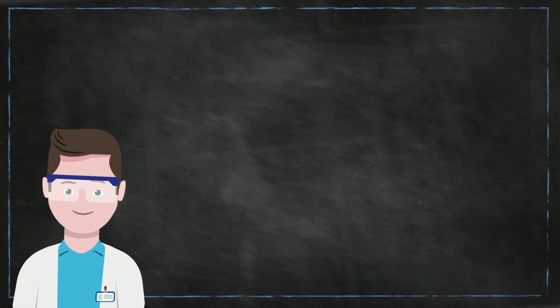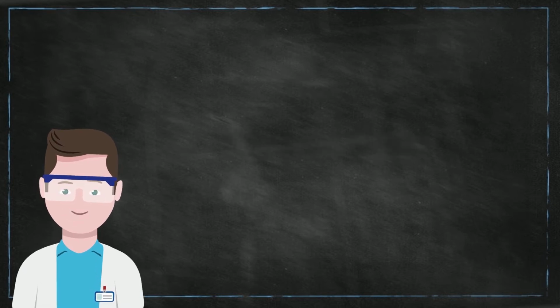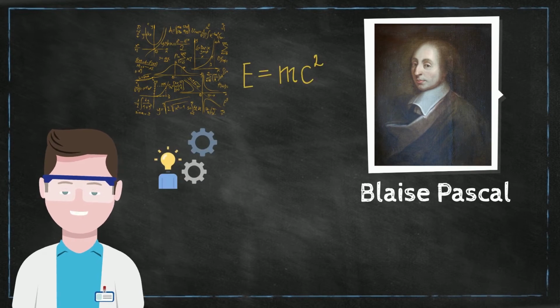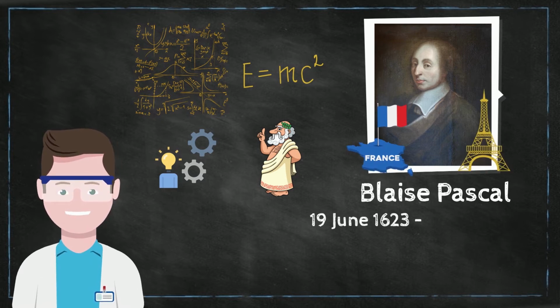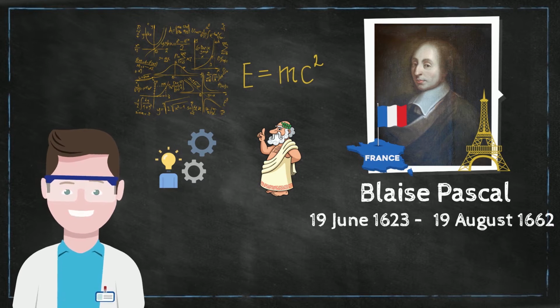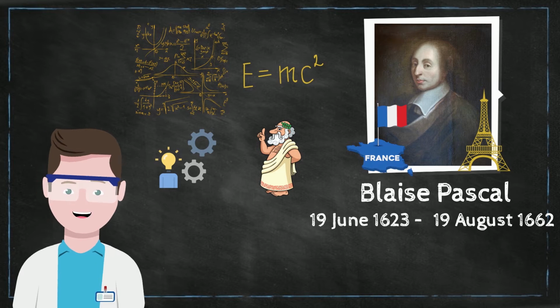I mentioned that one of the pressure units is the pascal, but do you want to know who Pascal was? He was a mathematician, physicist, inventor, and philosopher. He was born in France on June 19, 1623, and died on August 19, 1662, at 39 years old. Definitely one of the greatest in science and math.